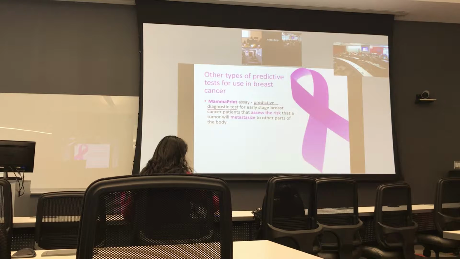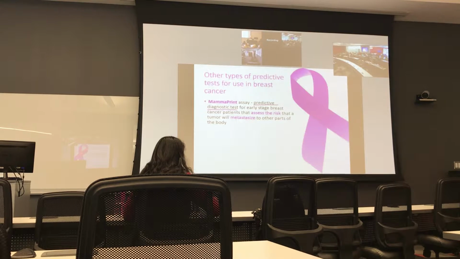That's important because you're dealing with an early stage breast cancer patient whom you know that you can cure with available therapeutics. So what you're trying to gauge is how harsh or not you need to go with chemotherapy. How many drugs do they need? How often do they need those drugs?